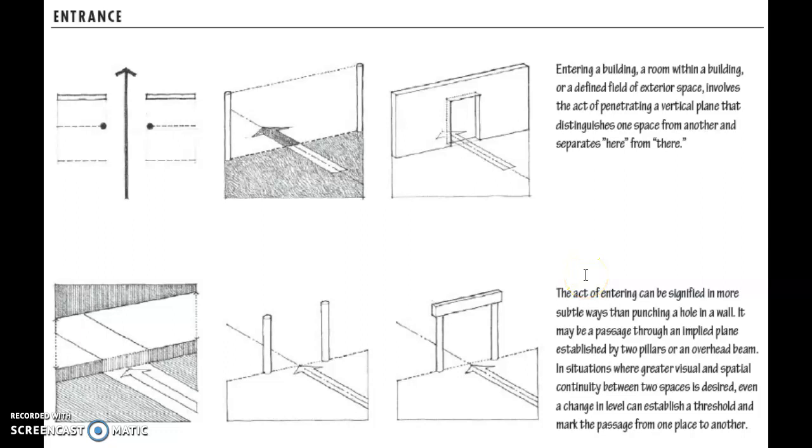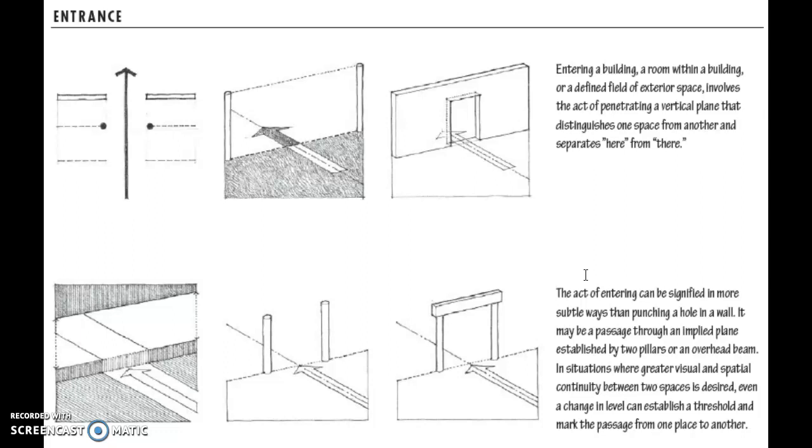Welcome back. Now we are going to read about the second subtopic of circulation, that is entrance. As you all know, what is an entrance? It is just a gateway to any building, or a doorway to any building. Entering a building, a room within a building, or a defined field of exterior space involves the act of penetrating a vertical plane that distinguishes one space from another. That means an entrance.